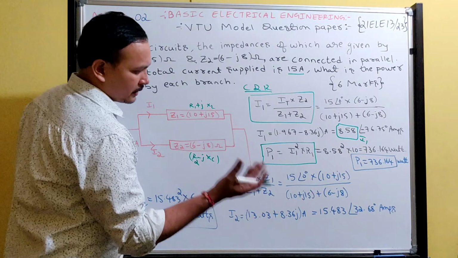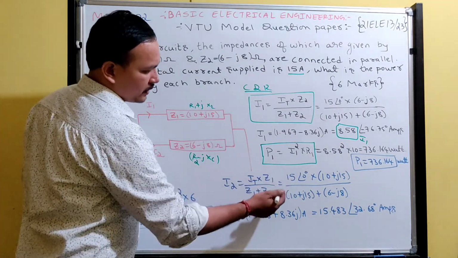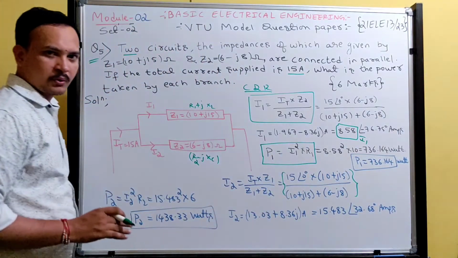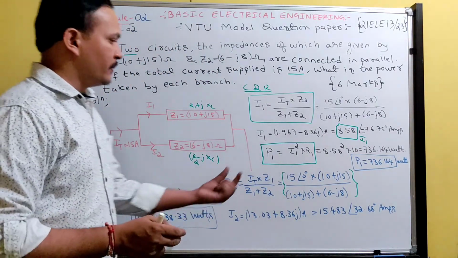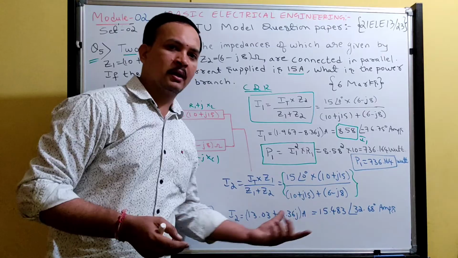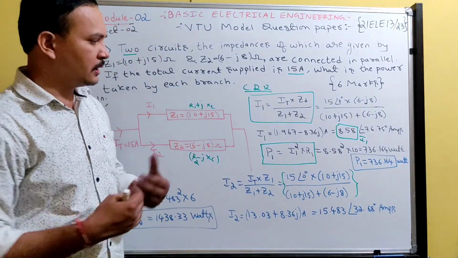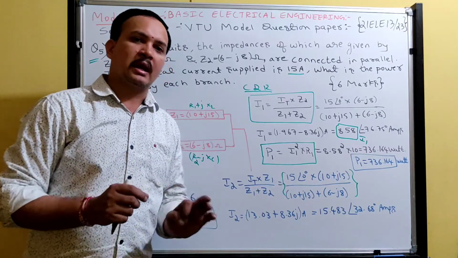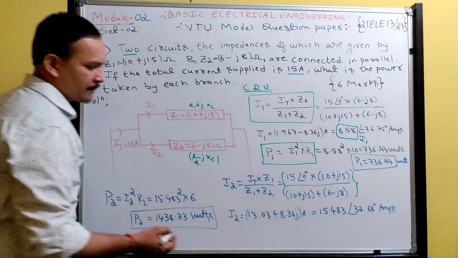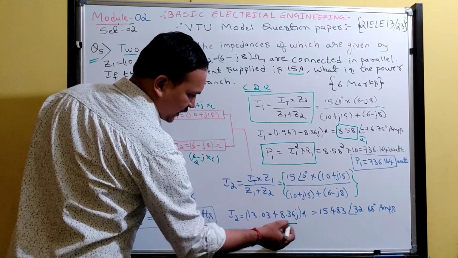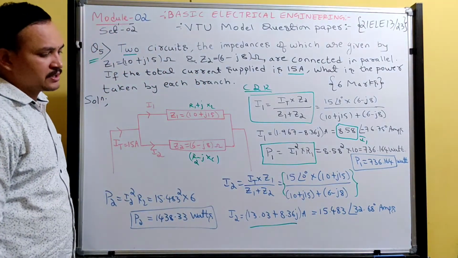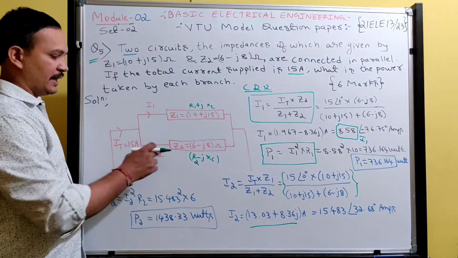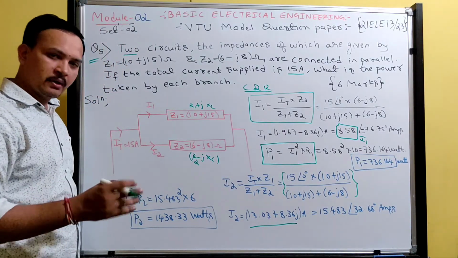That's it. Take the calculator, enter all these values. In the new calculator, you can enter this as it is. You can enter a mixture of polar and rectangular, or rectangular into polar, any combination. By putting proper brackets, your calculator will give the solution. By solving that, we get 13.03 plus j8.36. This is the value of current in rectangular form, the I2 current in rectangular form. You convert it into polar form.